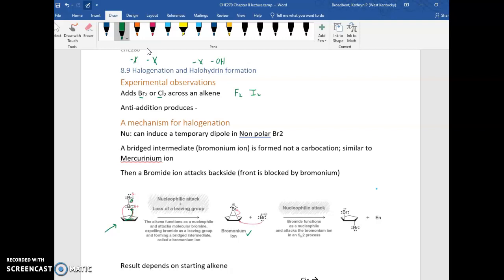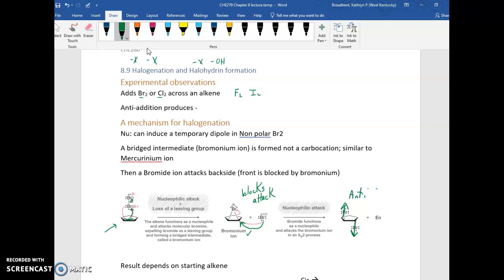This bromine is sitting on top of the molecule, and it blocks top attack, or it blocks attack from this direction. So the bromine that's going to attack has to attack from the underside, which it does. And you end up with an anti-addition. One is up and the other is down. And you also then get the enantiomer of that.